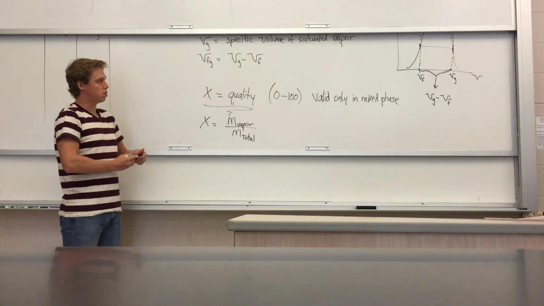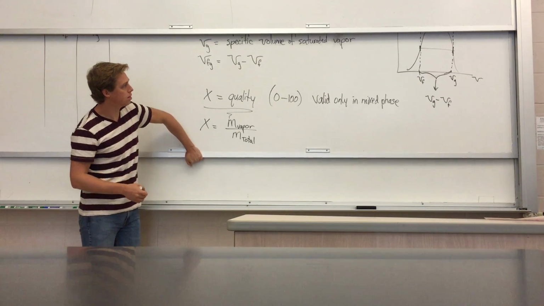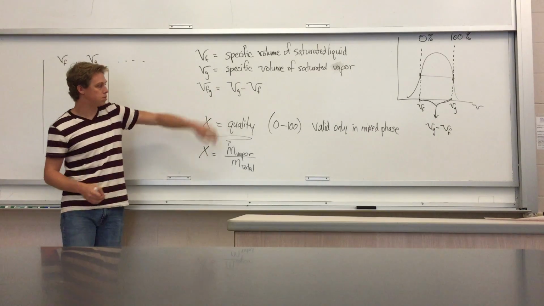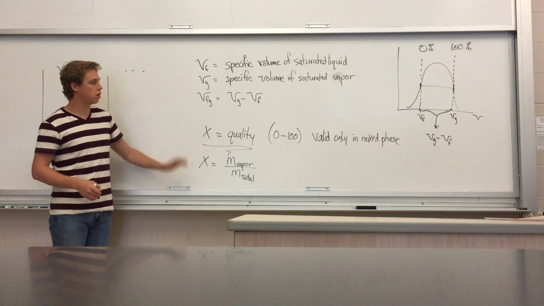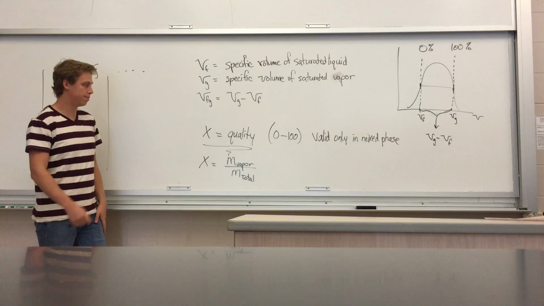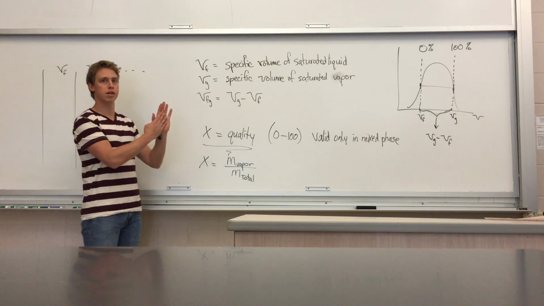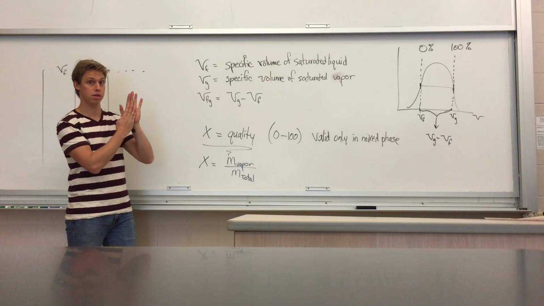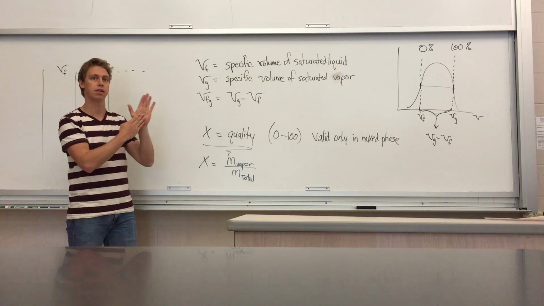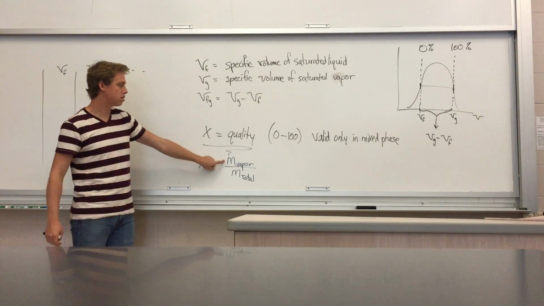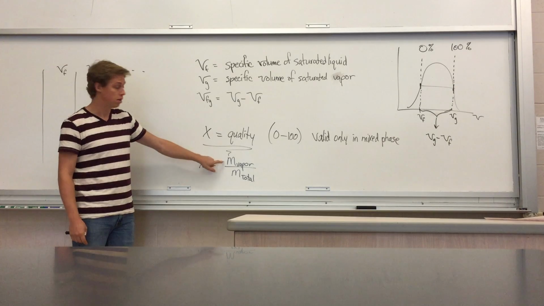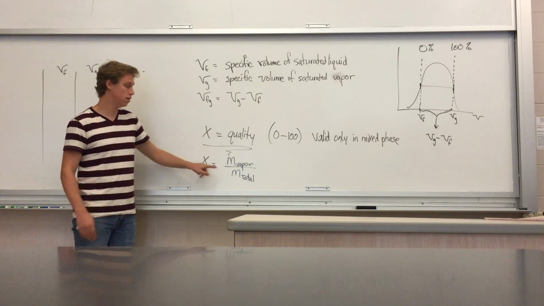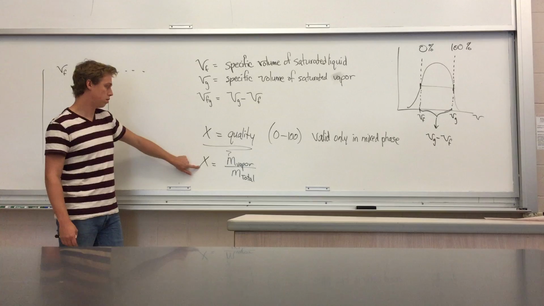All right? So think about this definition for a second, and think about it in terms of that value ranging from 0 to 100%. If I'm all the way at the saturated line, all I have is liquid. It's about to become mixed, but it's not yet. It's still all liquid. So my mass of vapor is 0. So 0 over anything, I'm going to get a quality of 0.